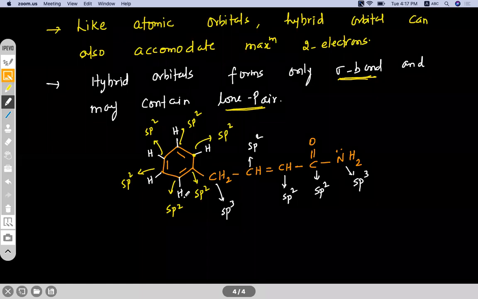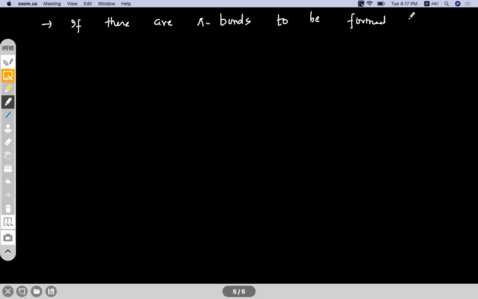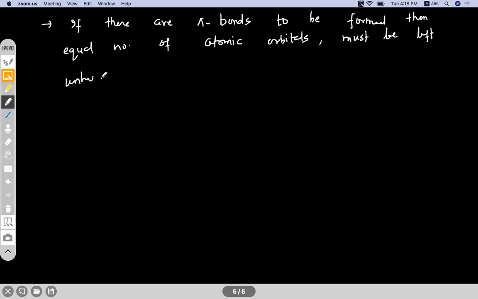Okay. Now the next property here, you write down: if there are pi bonds to be formed, then an equal number of atomic orbitals must be left unhybridized. Okay, next one is the last one.